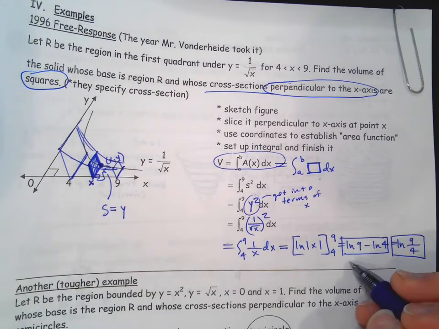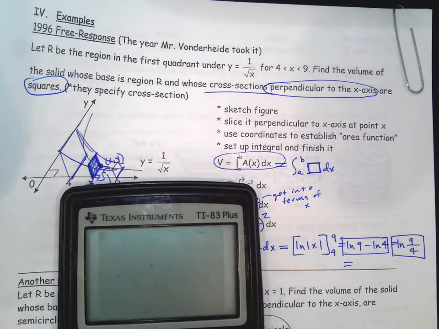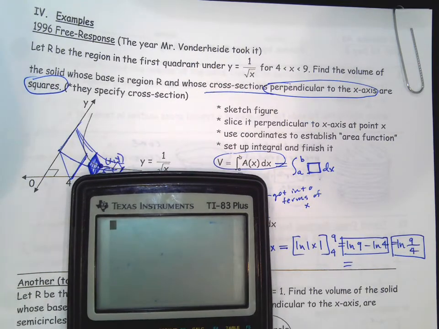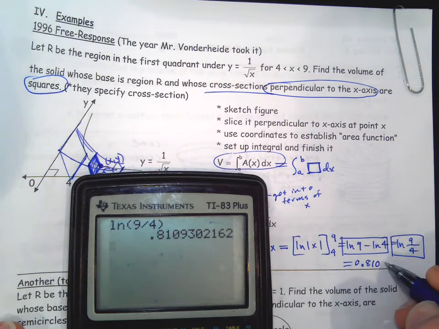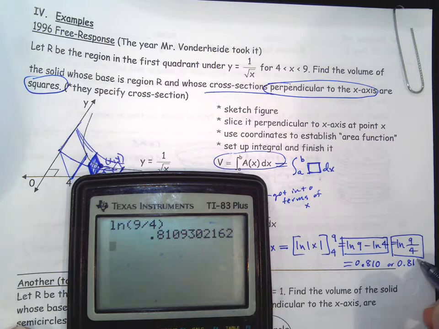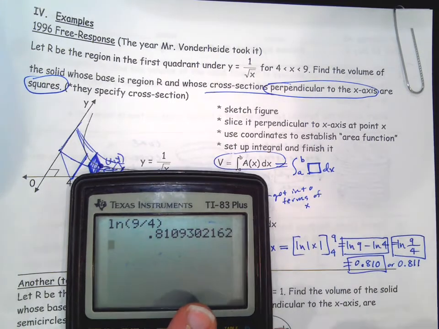And then on our calculator, if you wanted to get a decimal, it would be natural log of 9/4. So it'd be 0.810 or 0.811. Round or truncate. I'm a fan of truncating. It's hard to mess up.